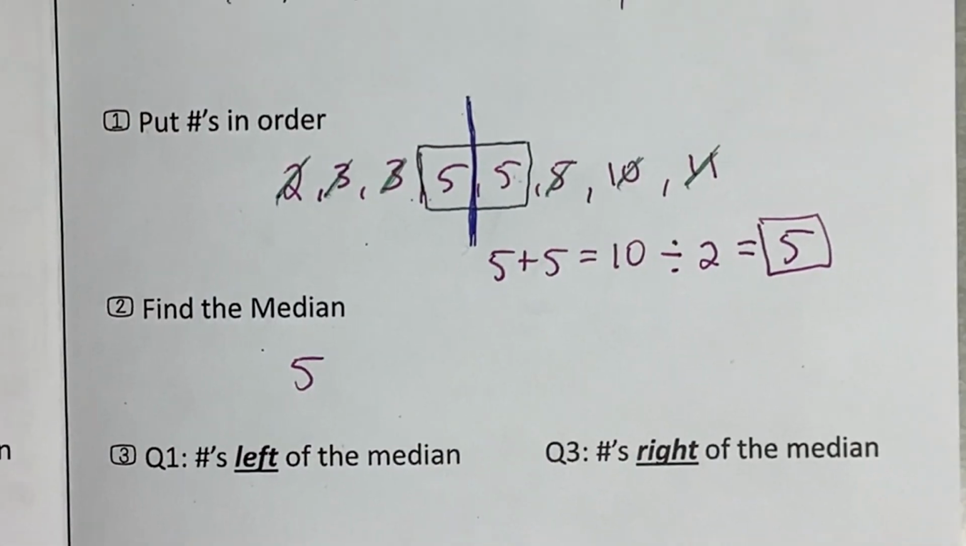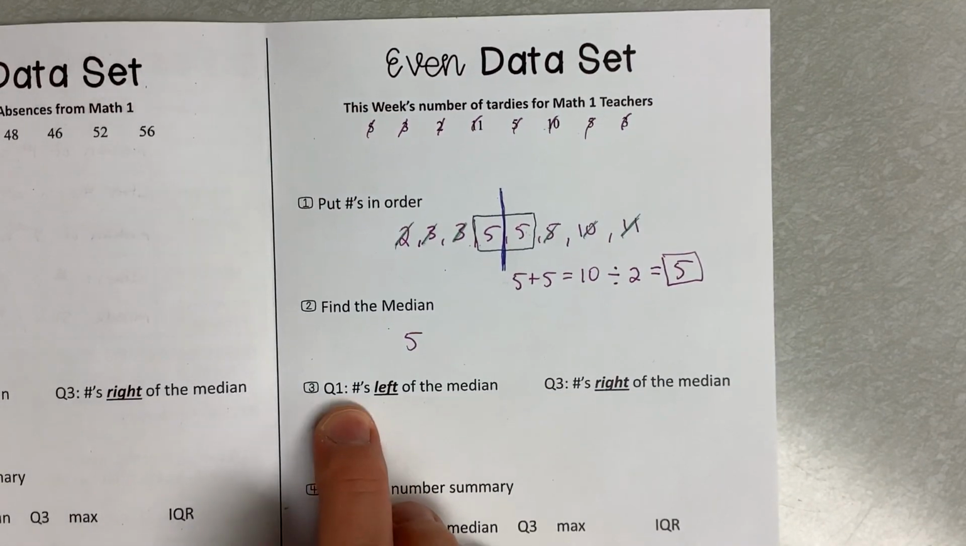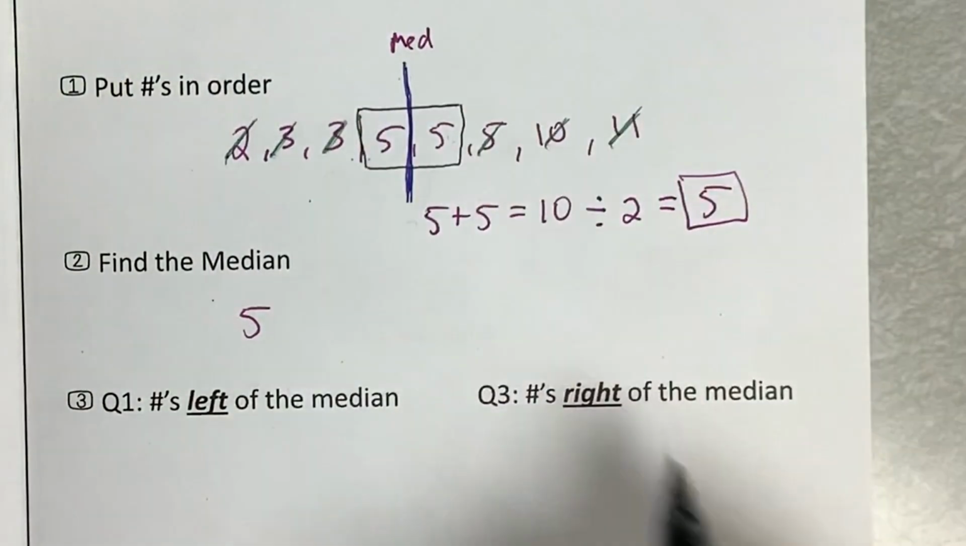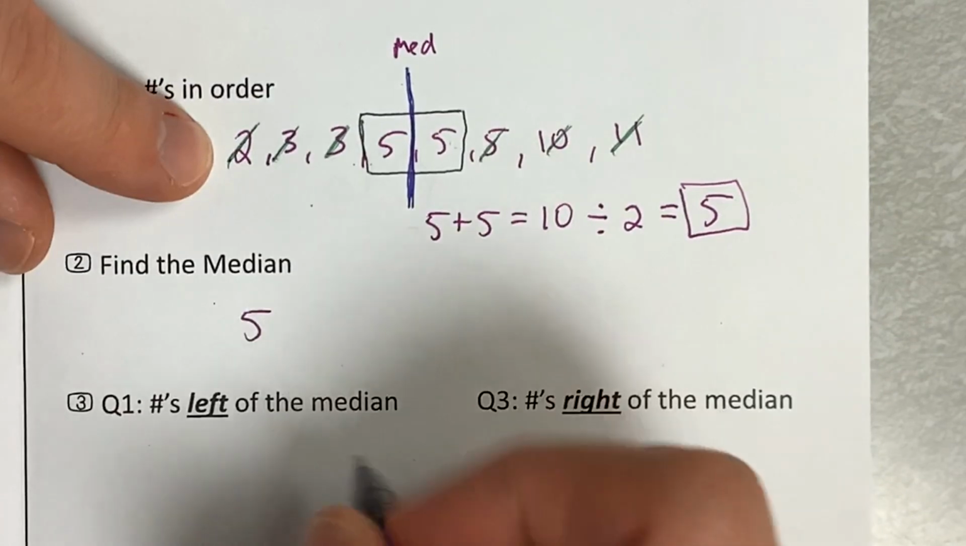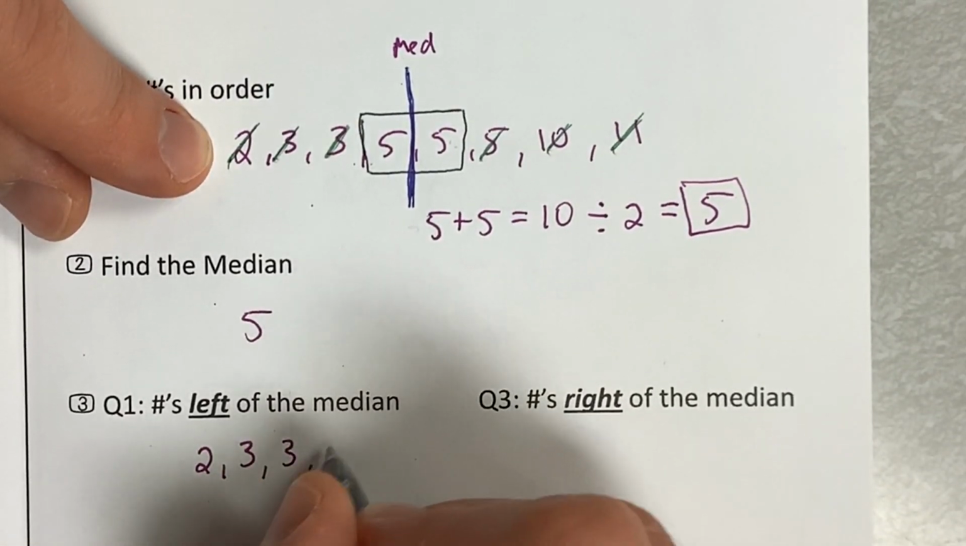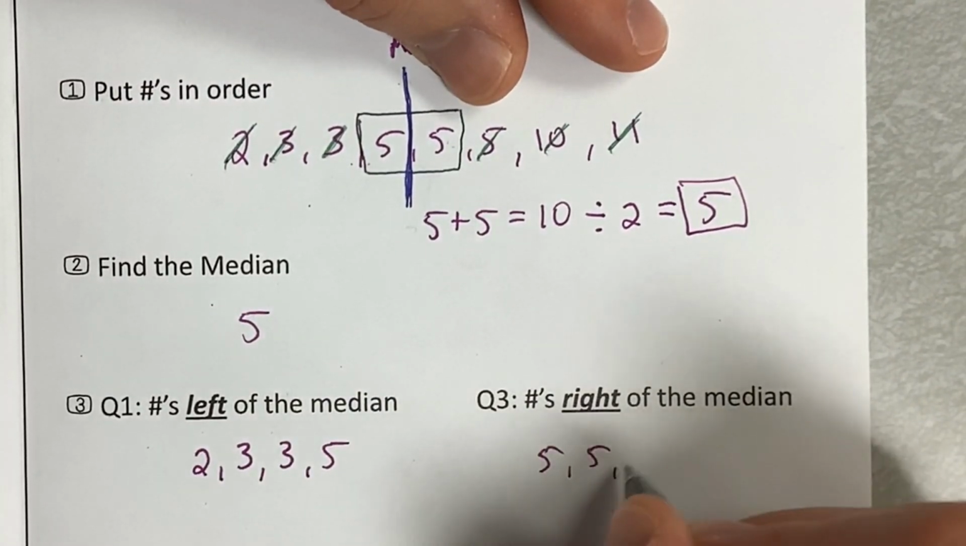Now, with that said, let's find out Q1 and Q3. Q1, numbers left of the median. Well, my median was actually right here, so I'm going to include all these numbers. So I got 2, 3, 3, and 5. On the right side, I got 5, 5, 10, and 11.